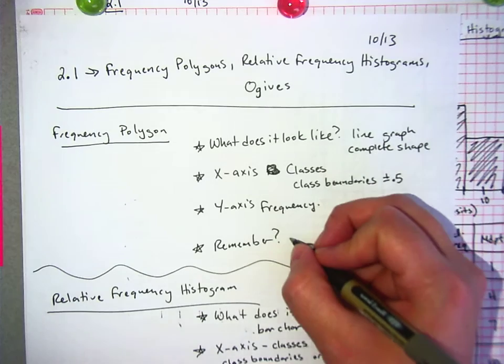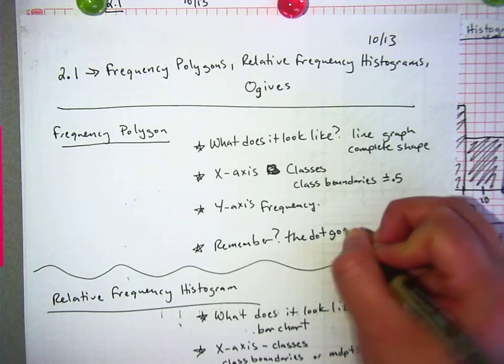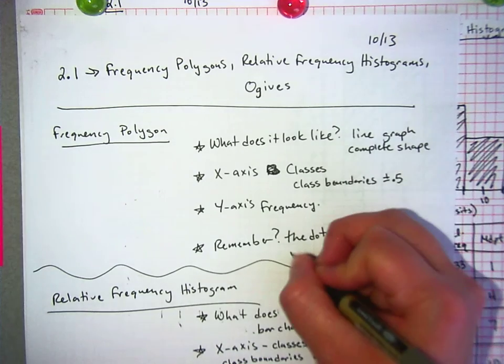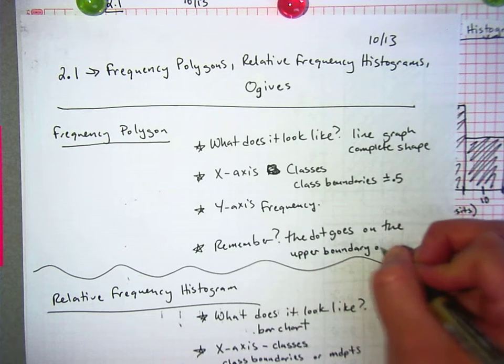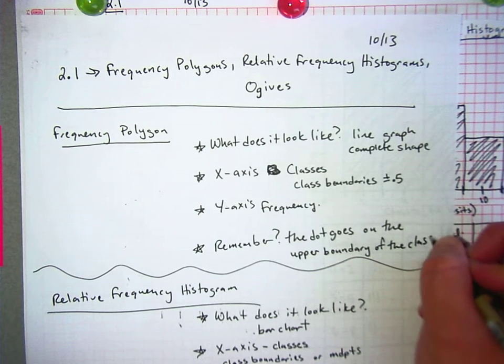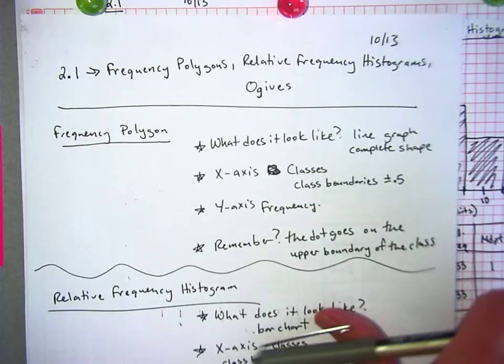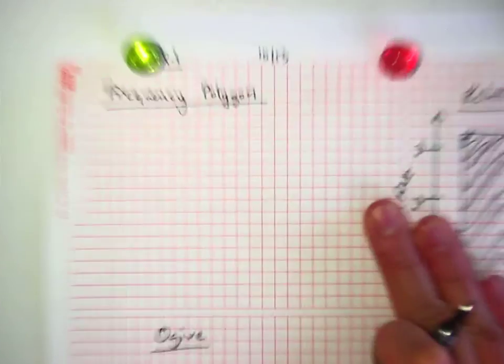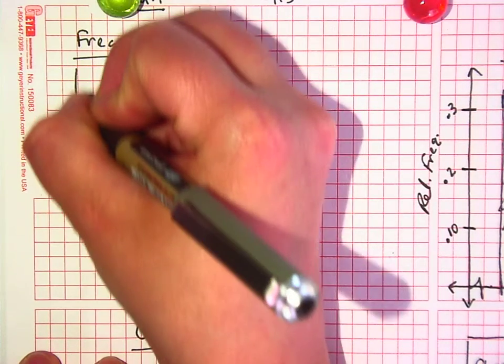All right, and for the remember part, I'm going to write: remember, the dot goes on the upper boundary of the class. I'll explain that in just a second. Okay. All right, so let's make this nice and easy.